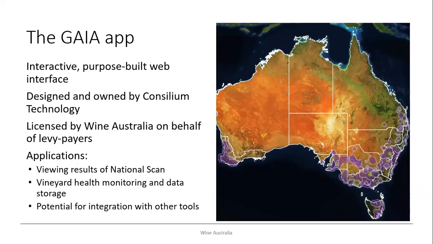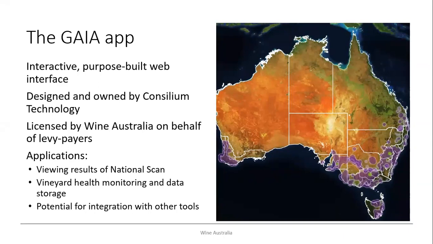This is an interactive, purpose-built web interface. It's not an app that you download from the App Store for your phone. It's run through a web browser. It's been developed, designed, and it's owned by Consilium Technology. With the arrangement that Wine Australia has with Consilium Technology, we part-funded the research to develop the algorithm, and we pay them a license fee so that our stakeholders can use the app.